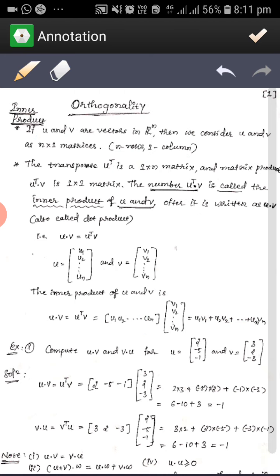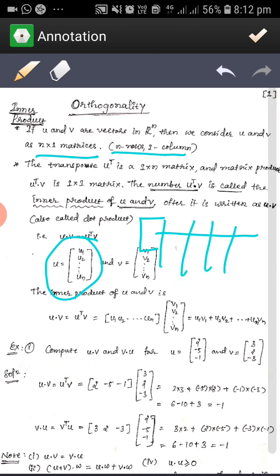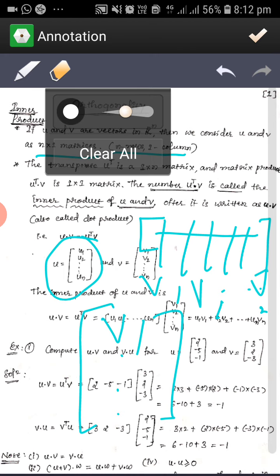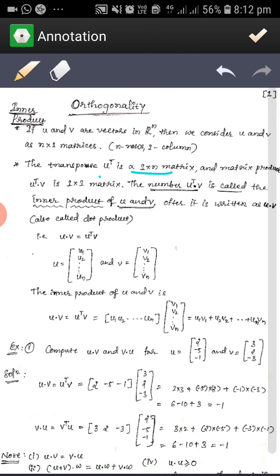If we represent the vectors like this, then the u transpose matrix, if u is the vector u1 to un, will have one row and n columns. Similarly, if v is like this, then v transpose will also have one row and n columns. That we call 1 cross n.